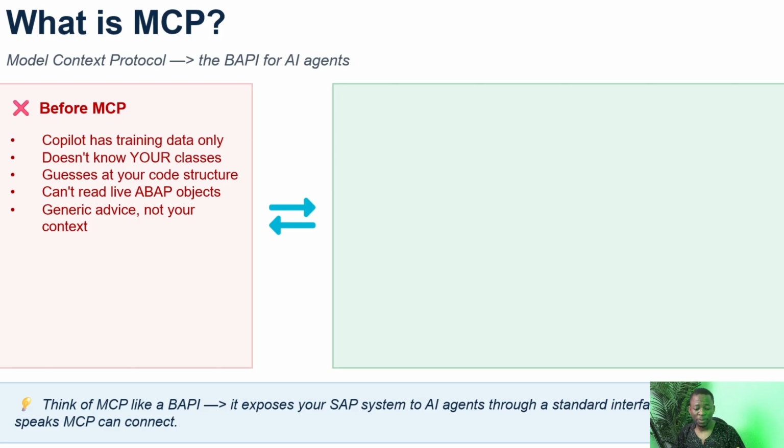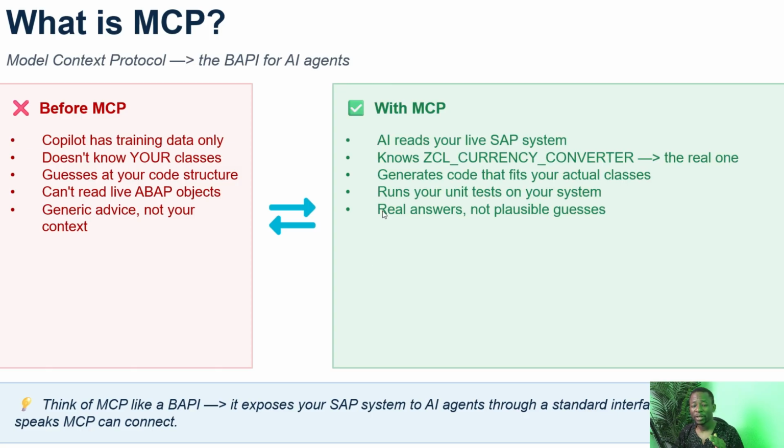Think of MCP like a BAPI for AI. Just as a BAPI exposes your SAP business logic to external callers through a standard interface, with MCP the AI reads your live SAP system. For example, our class that we created. The AI will know what is inside our class, the real one, and it can generate code that fits our actual classes. It can create unit tests suitable for that exact class, and it provides real answers, not just 'oh, I guess' or 'I think this is where it is.' This is the reason why MCP is very important in this situation.